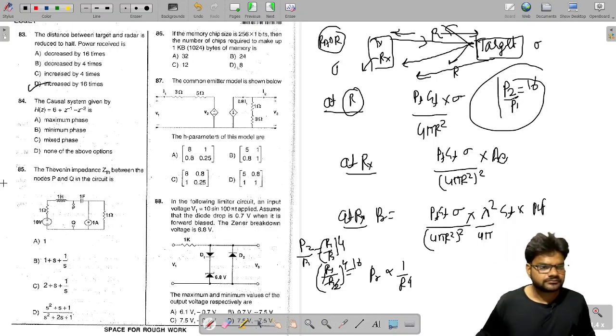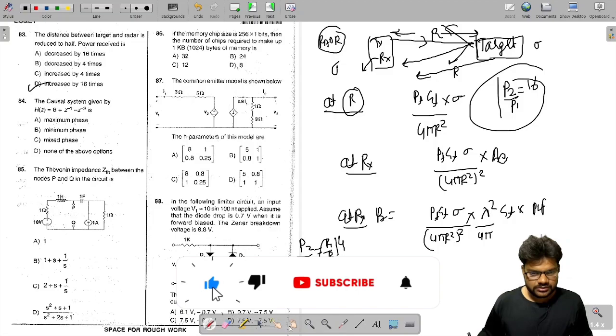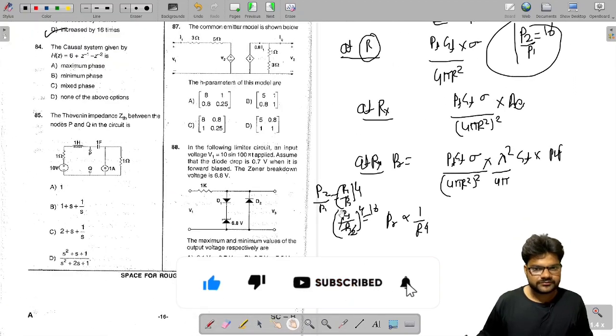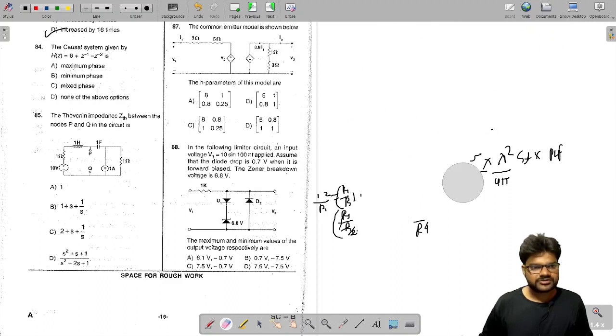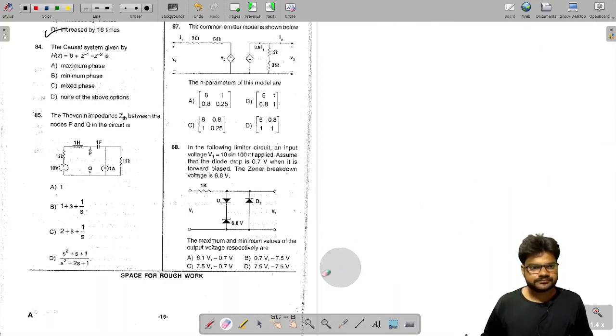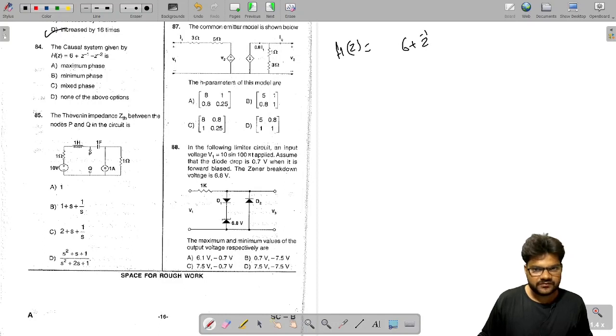Now let us go to the next question, question number 84. Let us erase this. The question is that a causal system is given, so H of z is 6 plus z inverse minus z to the power minus 2. Let us multiply the numerator and denominator by z square. So it will be 6z square plus 6 of only z minus 1, divided by z square.